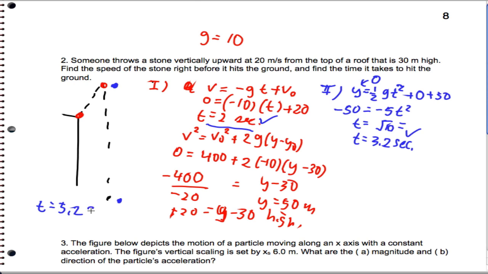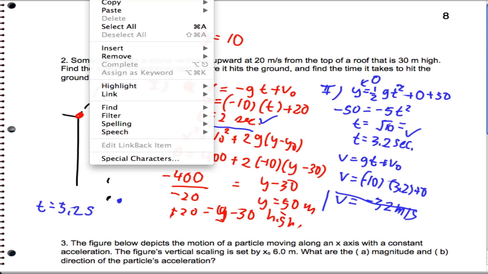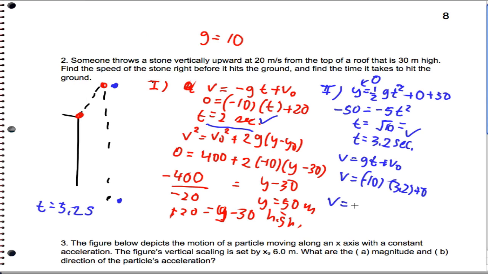Now let's get the speed. So to get that, we're going to actually say v equals gt plus v naught. So v is going to be 10 times 3.2 plus 0, or negative 10 plus 3.2 times 0. So v ends up being negative 32 meters per second. Right. Whoops. V is negative 32 meters per second right before the object hits the ground. So that's pretty good. Not bad.